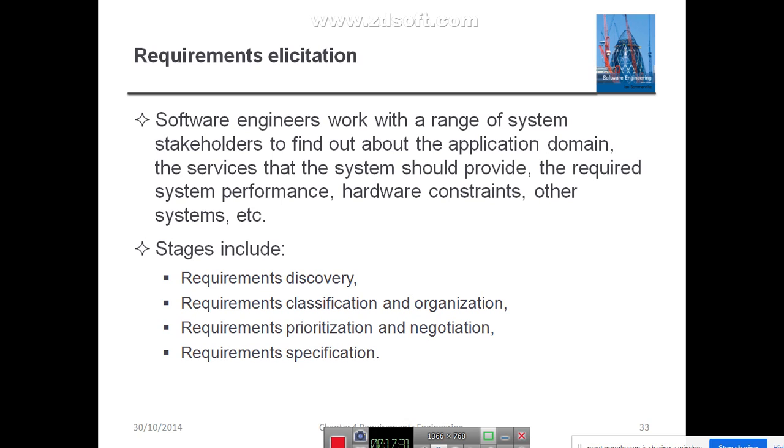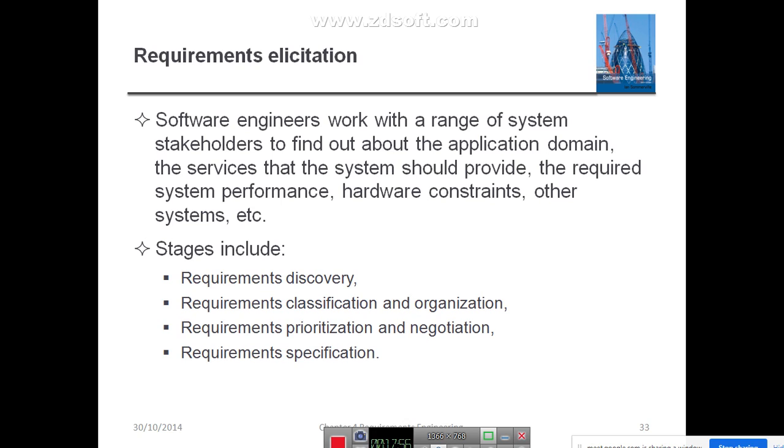Here the system stakeholder is nothing but your end user or the customer, right? Is that clear? In the last slide itself we have seen the stakeholders related with the requirement illustration. In this requirement illustration, there are different kinds of stages. There are 4 different kinds of stages included within the requirement illustration.